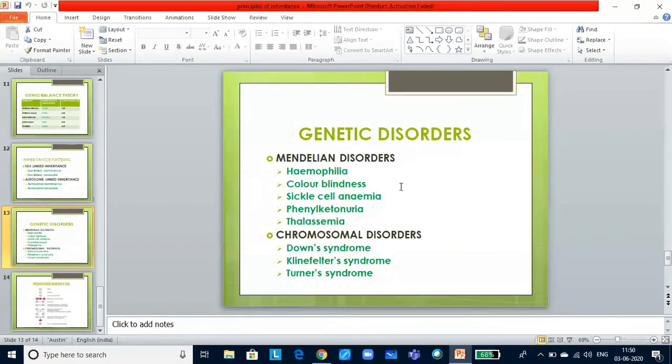The mutant hemoglobin molecule will undergo polymerization under low oxygen tension, causing the change in the shape of the RBC from a biconcave disc to an elongated sickle cell structure.